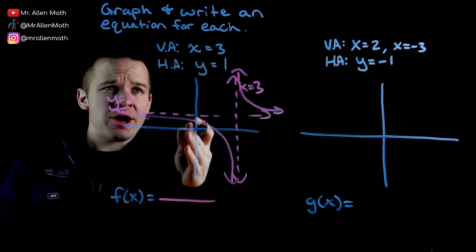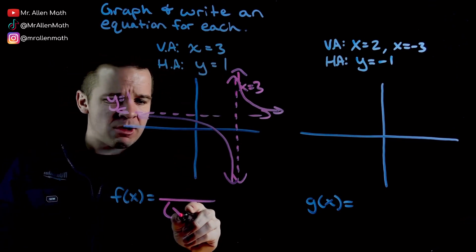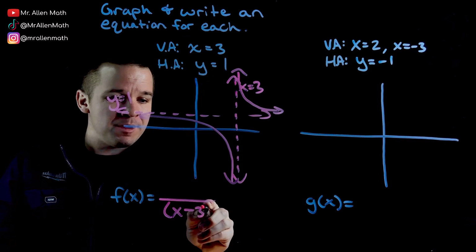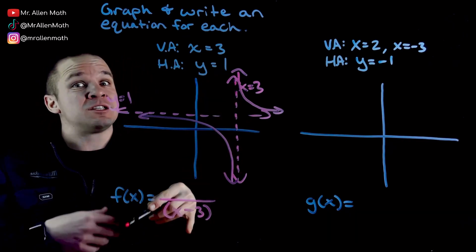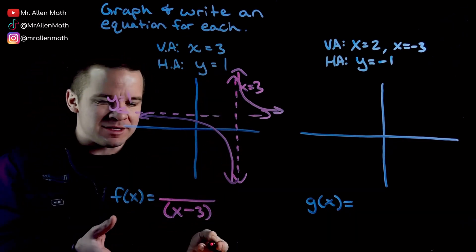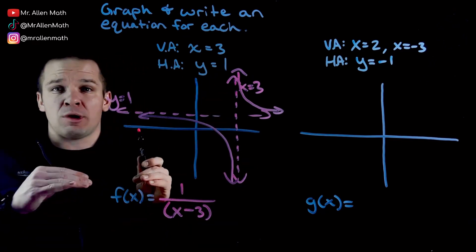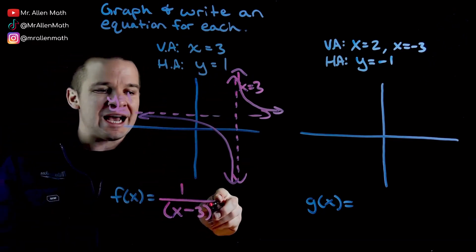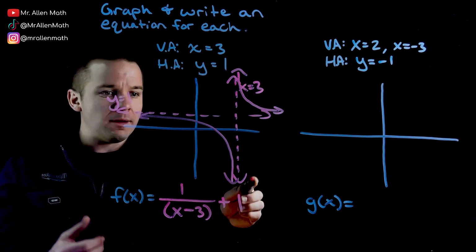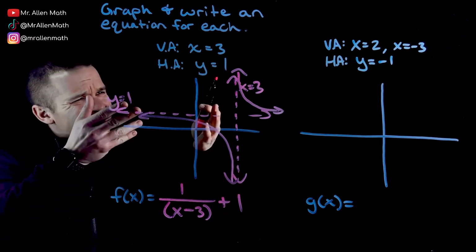Well, my denominator is going to contain that vertical asymptote, so I'll have x minus 3, because plugging in 3 here would cause it to be 0, which is then undefined because I'm dividing by 0. I'll just throw any number up here. Let's go with 1. And then that horizontal asymptote, I want to shift the graph up 1. So on the outside, I'm going to add 1. Boom. That's dope.